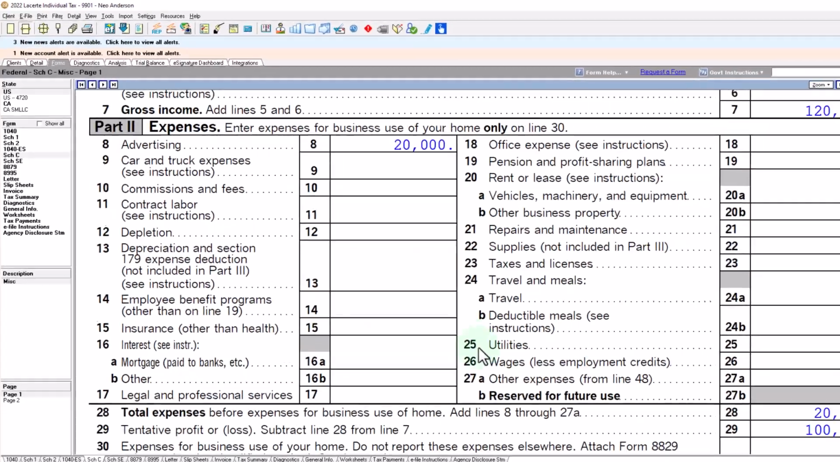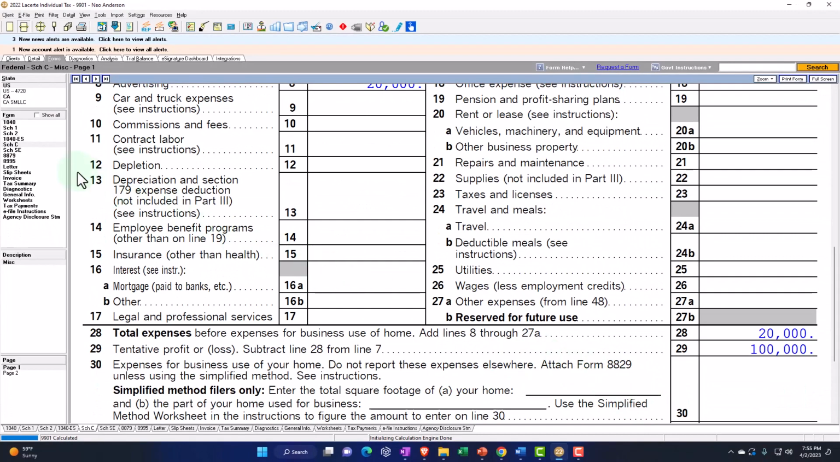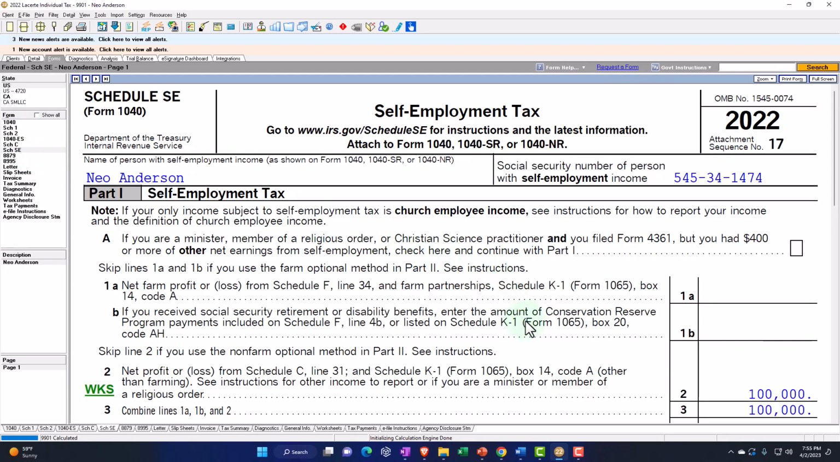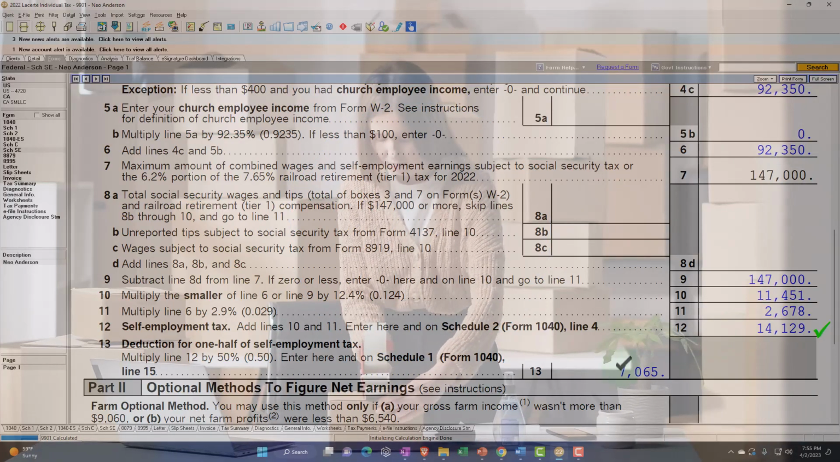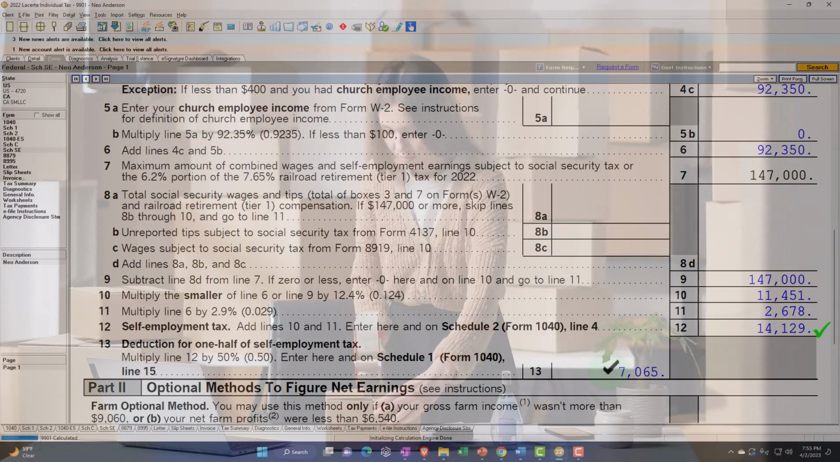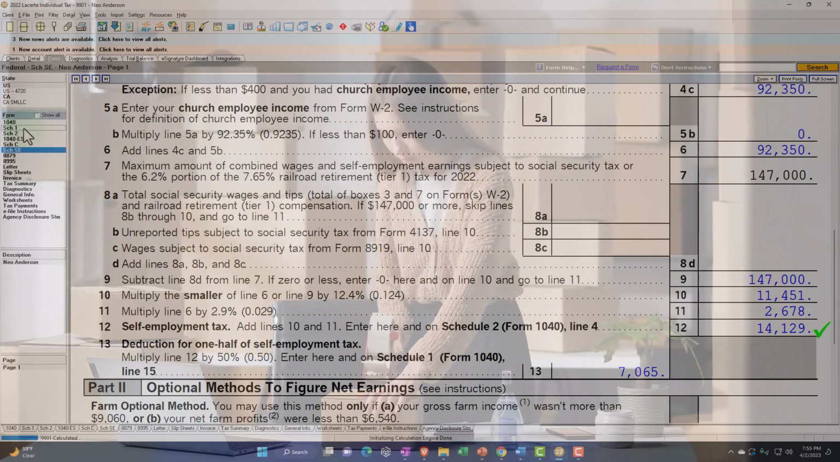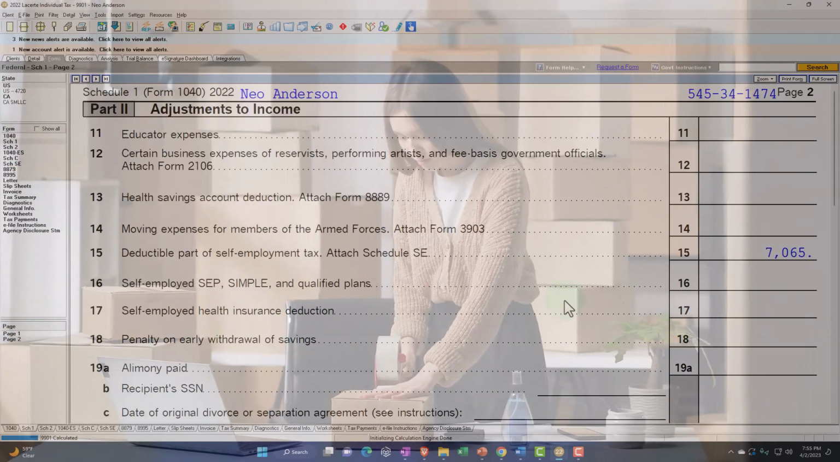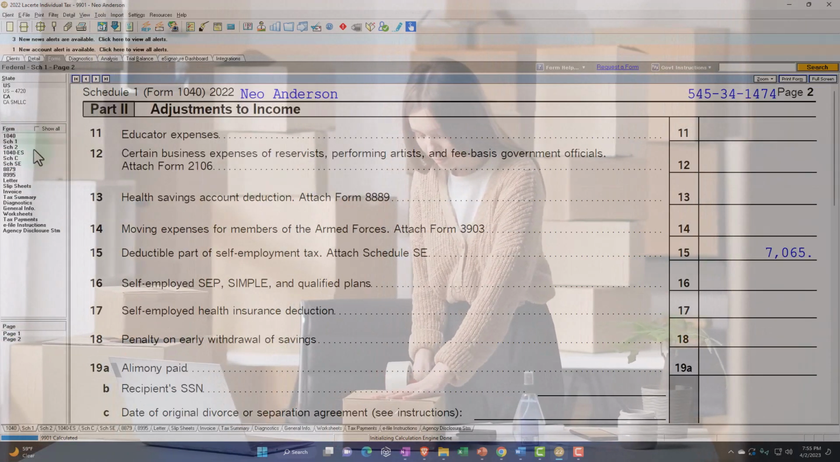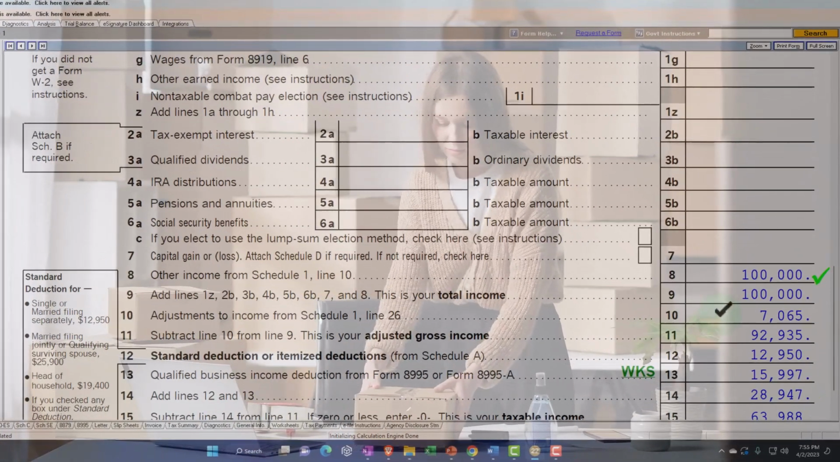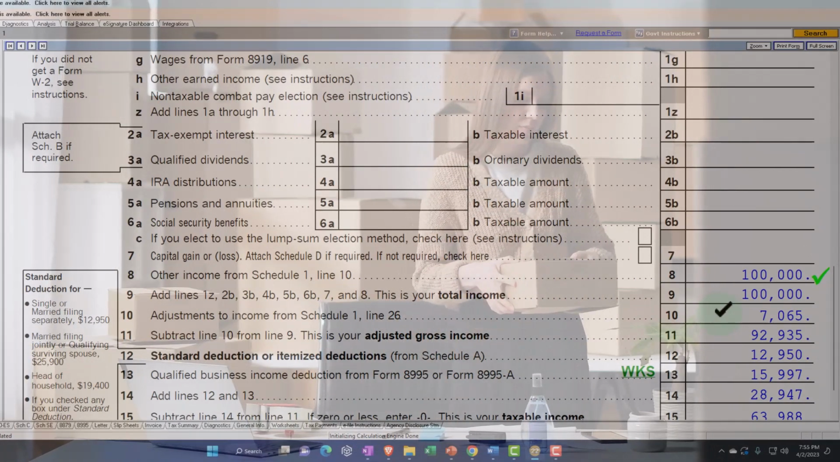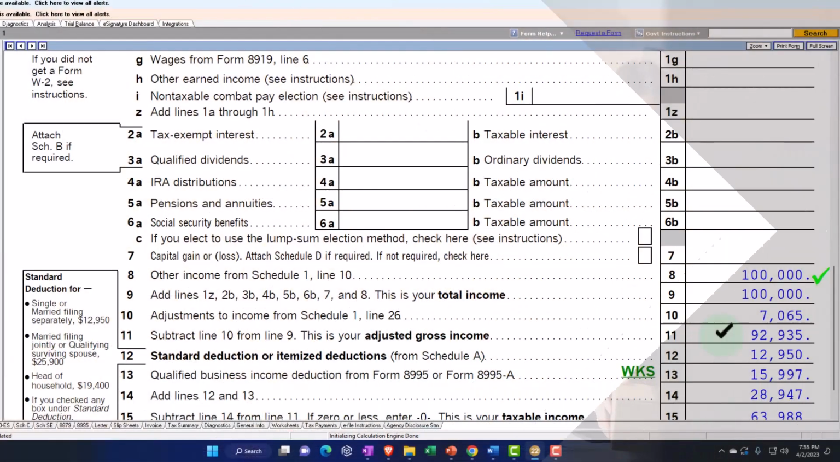Net income used to calculate the self-employment tax, Schedule SE self-employment tax. Half of that then, $7,065 in this case, flows into Schedule 1, page number 2. There it is. That flows to the Form 1040, page 1. And so there is that. So 100,000 minus the 7,065 gives us the 92,935.